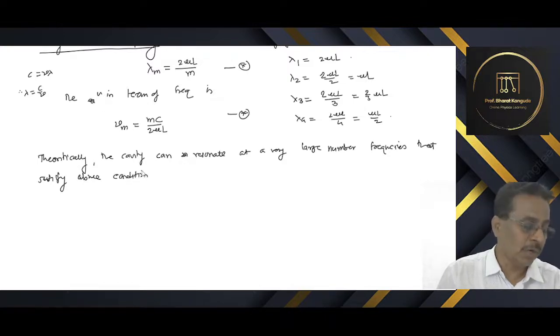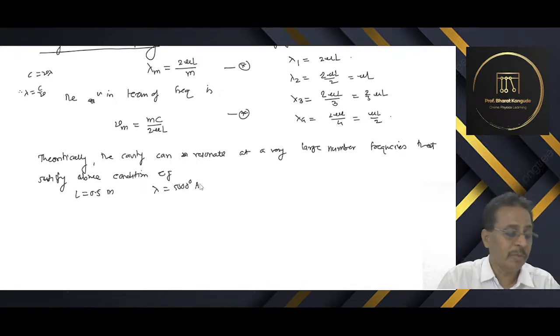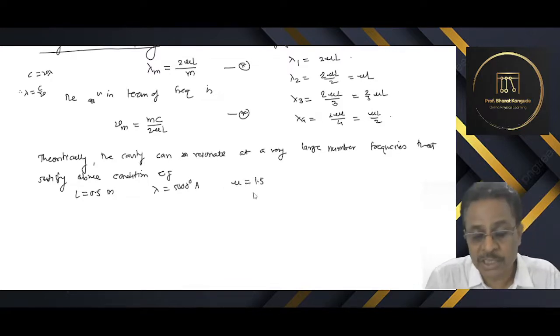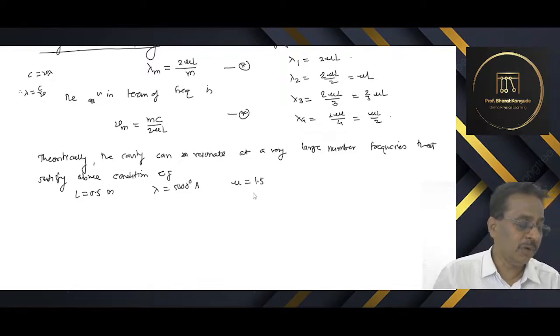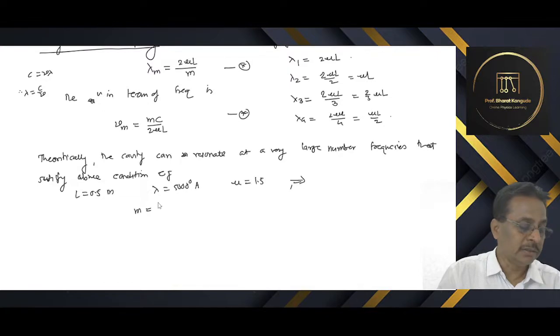For example, let's take L equal to 0.5 meters, that is 50 centimeters. Lambda, if someone takes 5000 angstroms, that is 5000 into 10 raised to minus 10 meters, and for mu, if one takes a material medium such that its refractive index is 1.5, and if we go for this calculation, this gives you a value of m to be very, very large, almost 3 into 10 raised to 6.